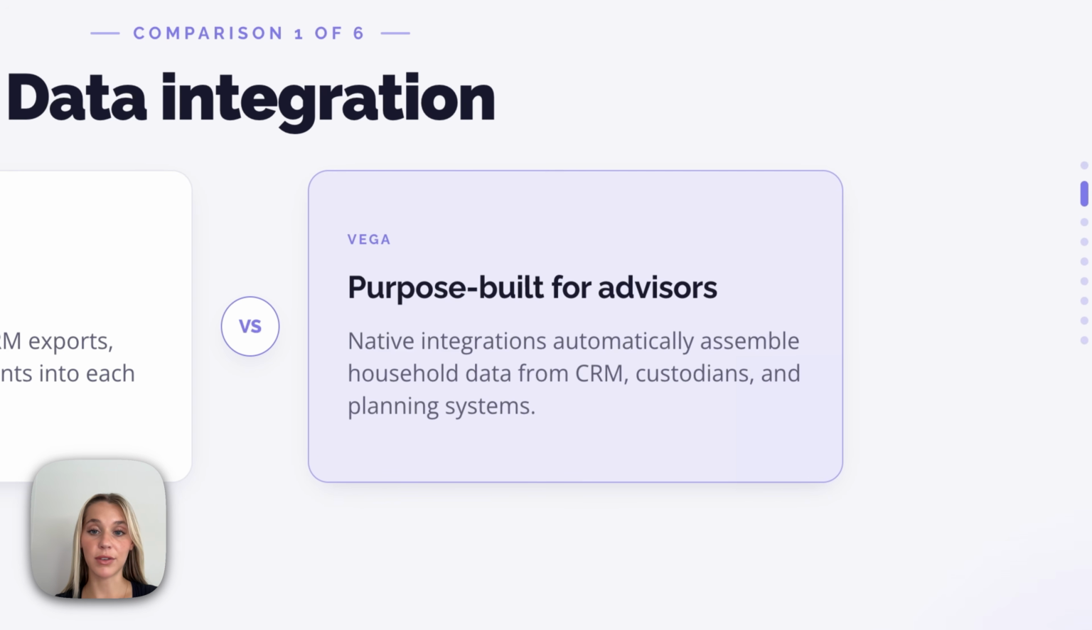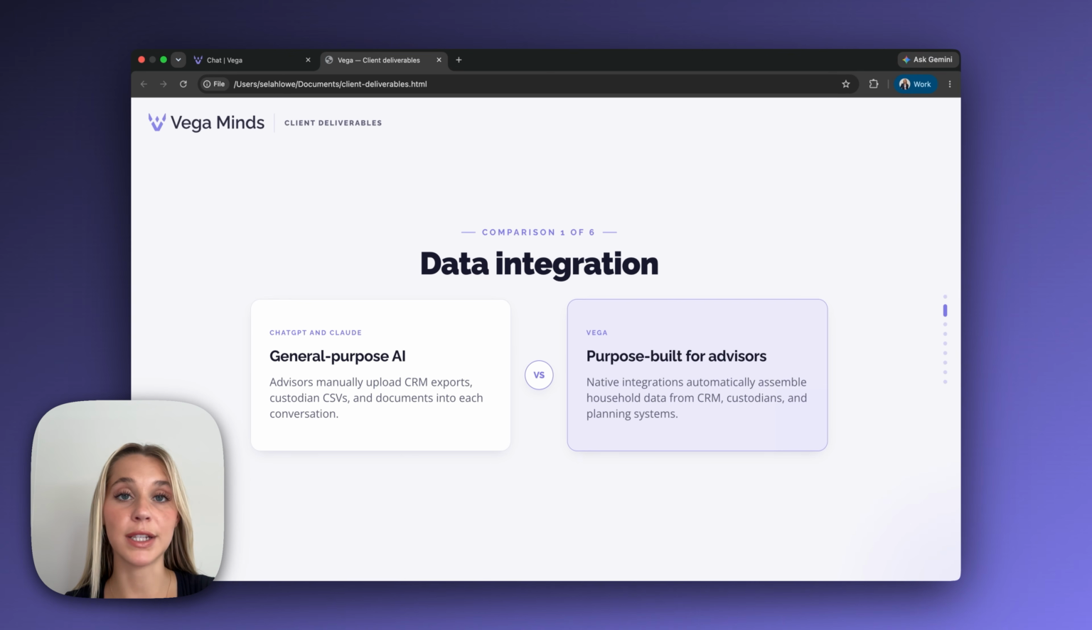But with Vega, all of that work is already done. Because we are connected to your CRM, Vega can automatically pull your client's calls, meetings, notes, tasks, and emails. And every time you create a deliverable, Vega has the context it needs. So it saves you time and creates a more accurate deliverable.